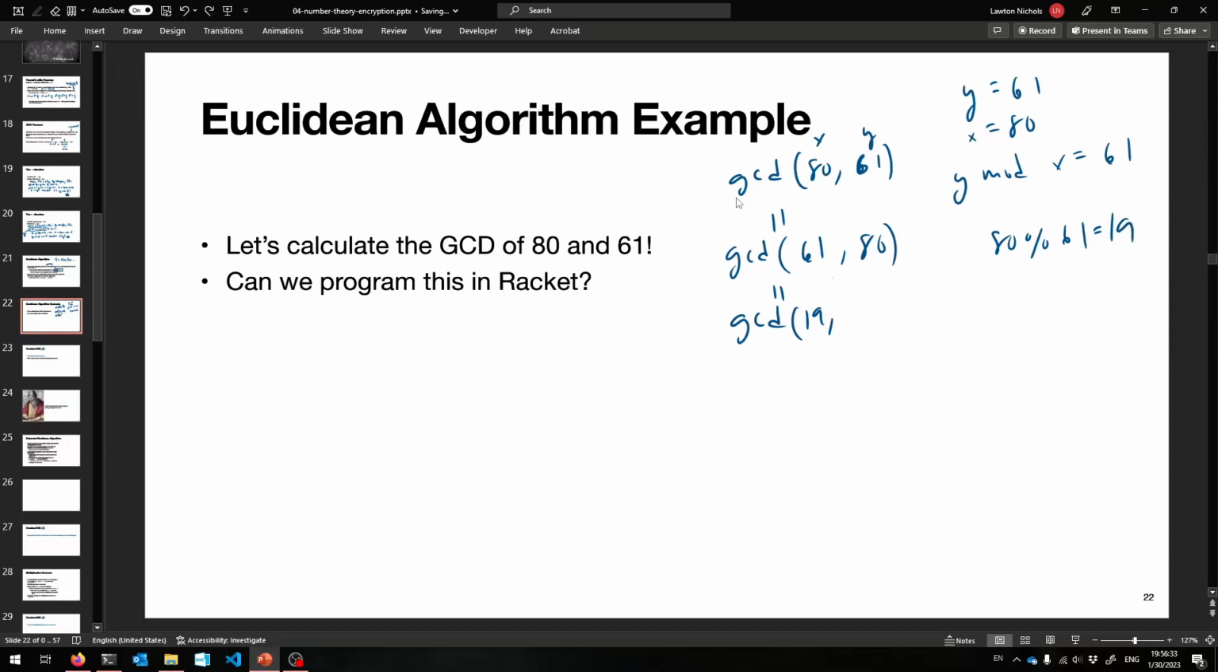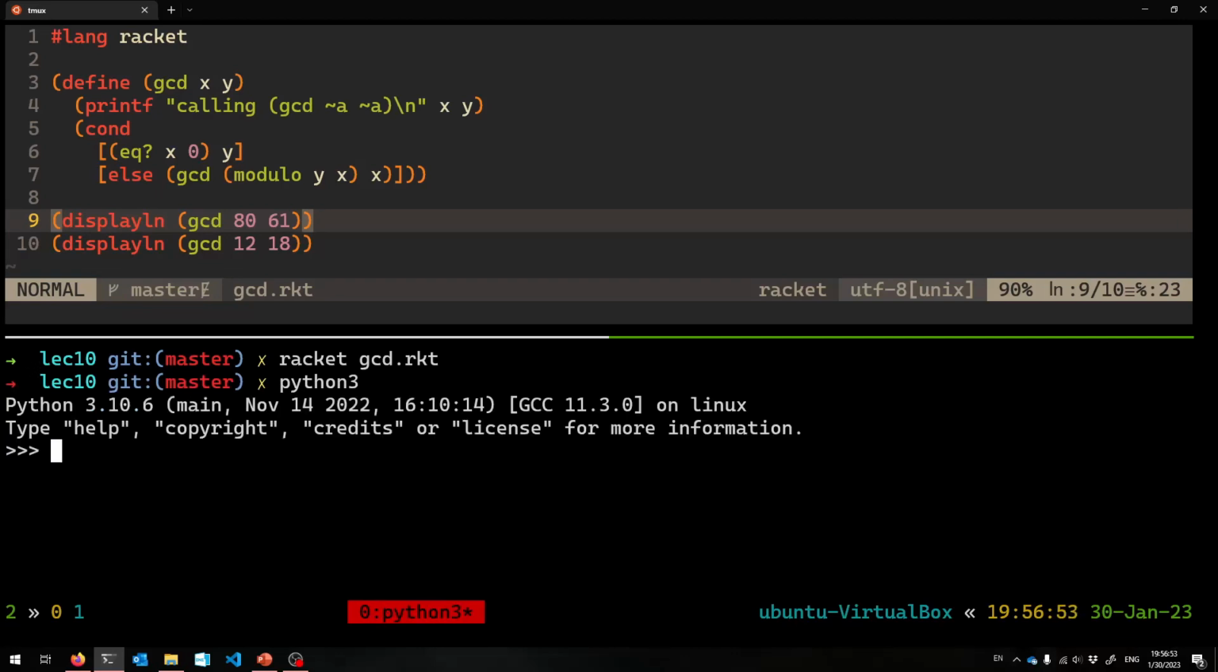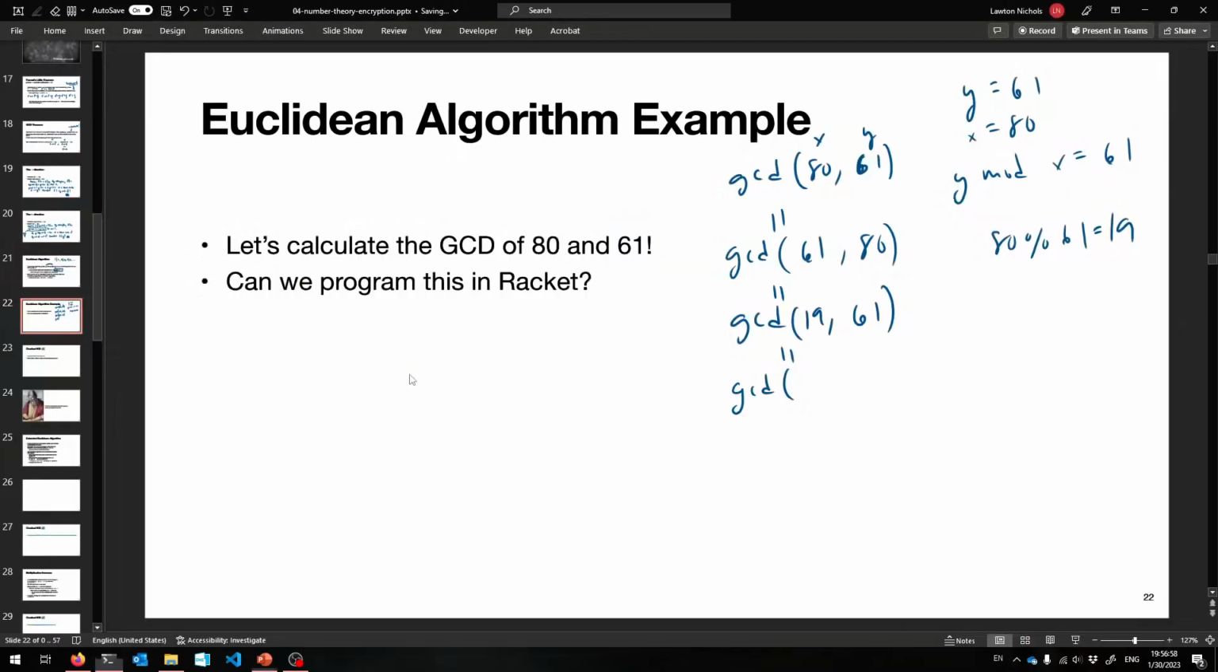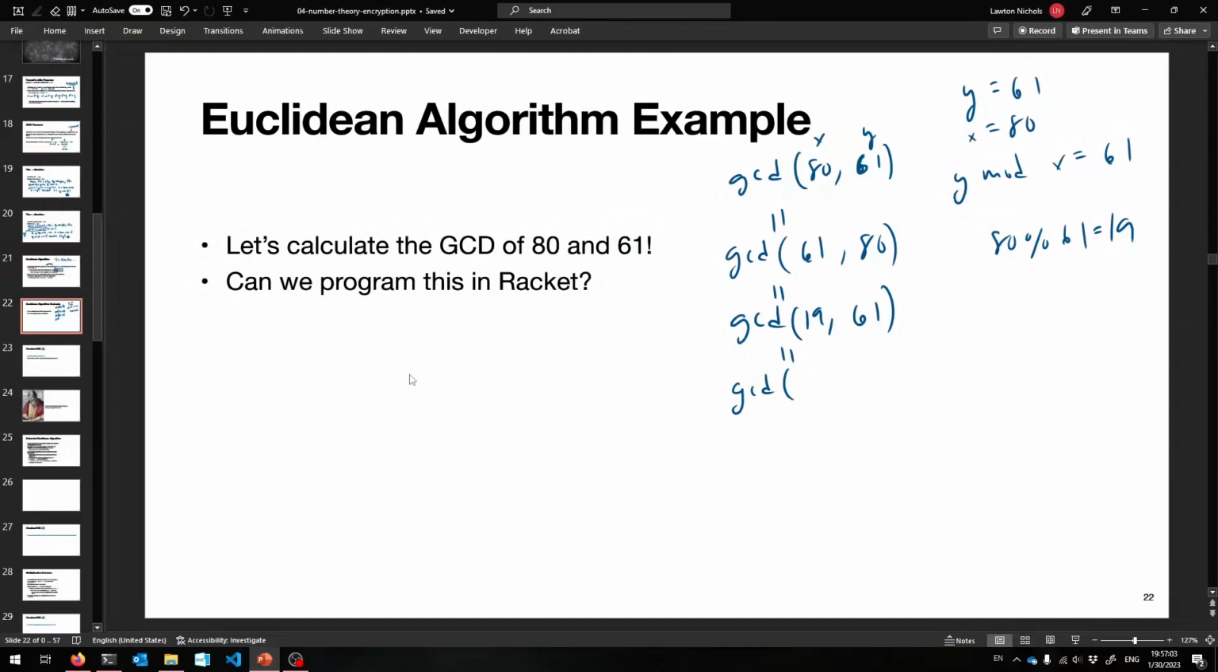Now it's 19 and 61, and I'll do it a bit faster. Now this is the GCD of 61 mod 19. Let's check our answer first in Python 3. 61 mod 19, that's the number 4. So this gives me 4, and then x goes over here.